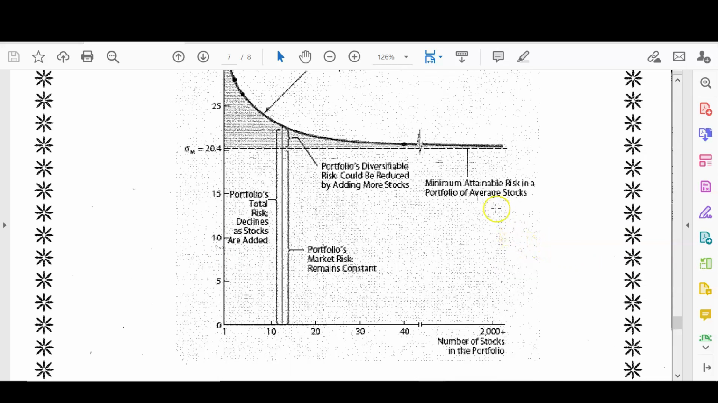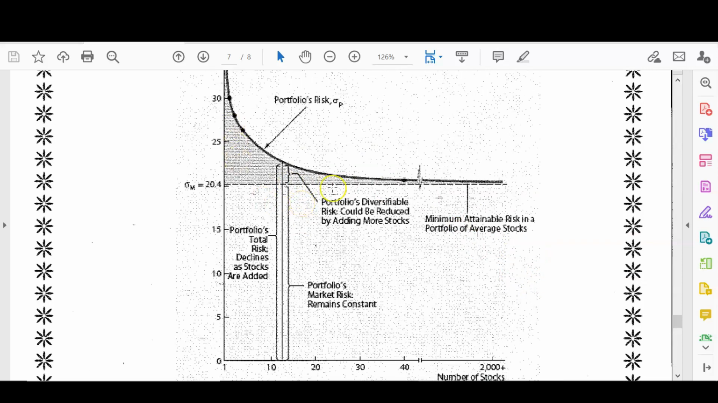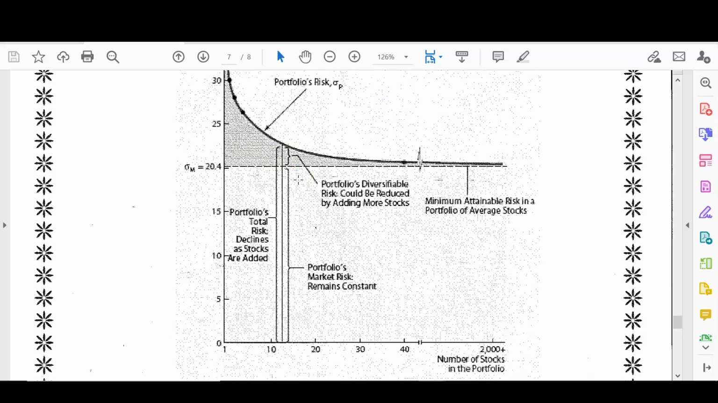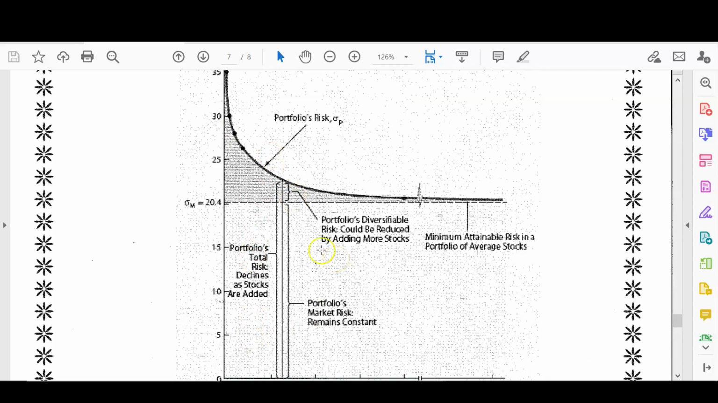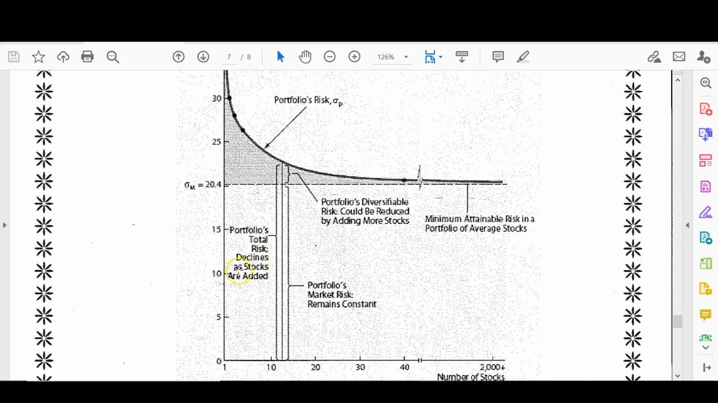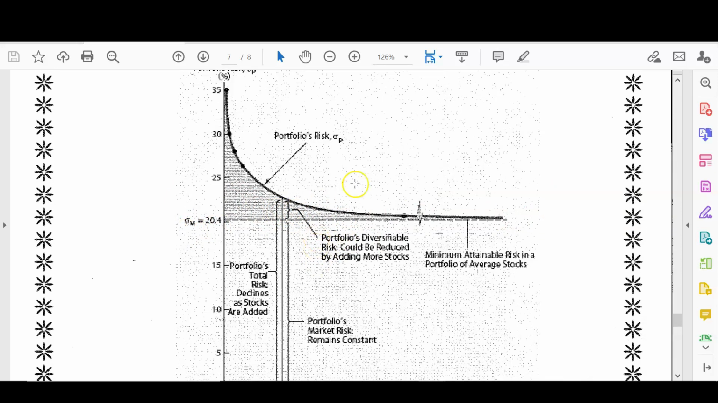So we say that, first, the portfolio risk, okay, it's the portfolio's total risk. It declines as stocks are added. And we say that the upper part of this graph, above this 20.4% line, it's the portfolio's diversifiable risk. Okay, the upper part could be diversified away, could be reduced by adding more stocks. So we say it's the portfolio's diversifiable risk.